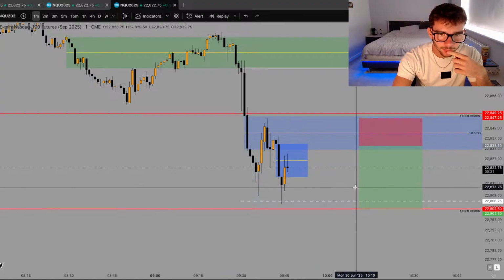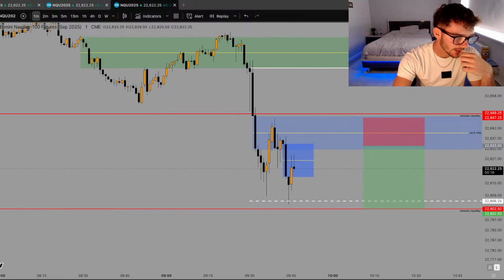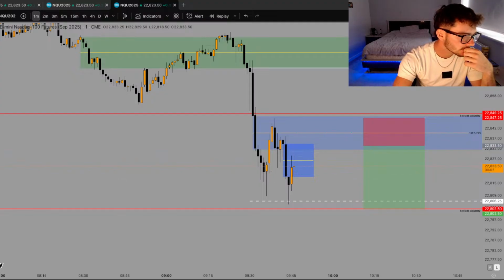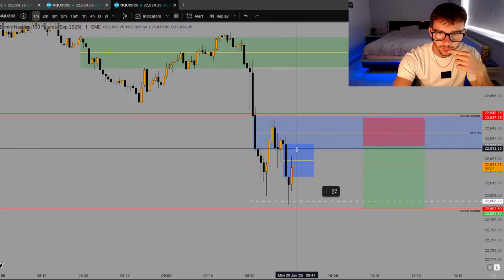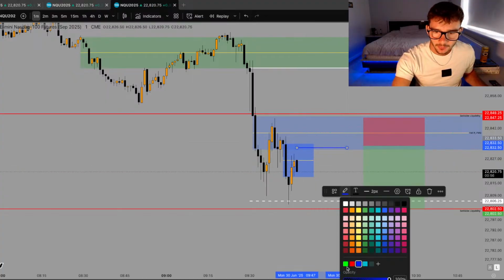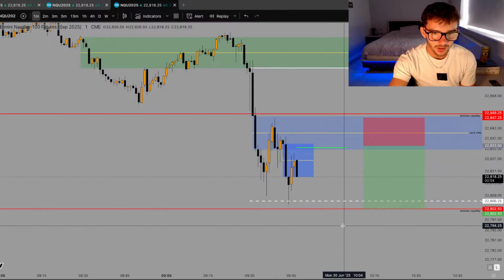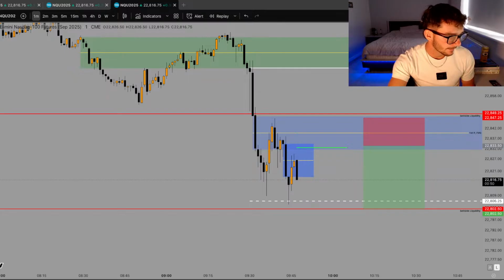Still looks good. I was worried about moving to break even. I haven't, but if I had moved to break even, I wouldn't have been stopped out yet, but it would have gotten pretty close. If I had moved to break even, it would have been about there, this green line. That would have been a break even stop. That's a pretty aggressive break even.